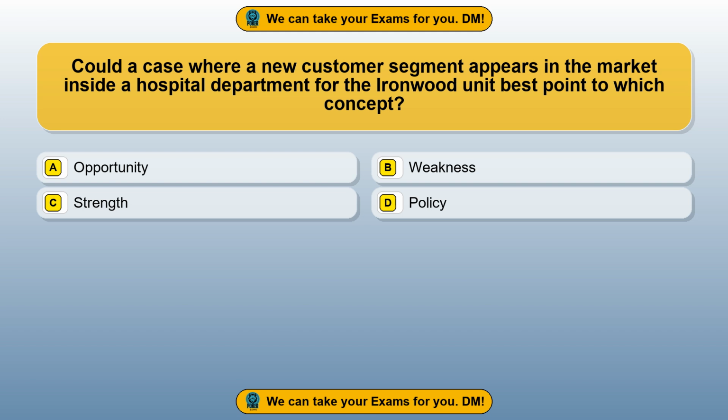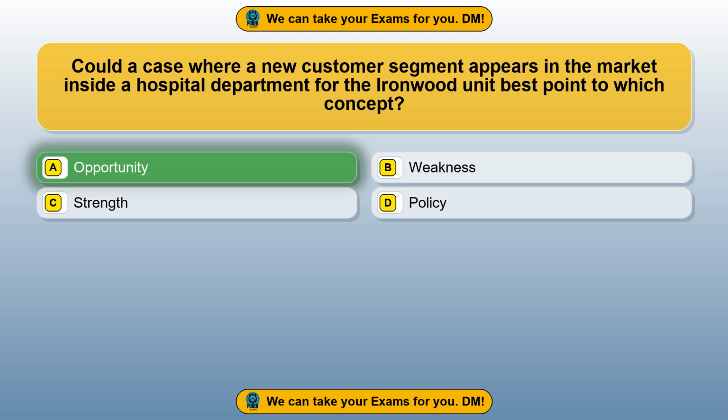A case where a new customer segment appears in the market inside a hospital department for the Ironwood unit would best point to which concept? Option A, opportunity. Option B, weakness. Option C, strength. Option D, policy. The correct answer is option A, opportunity.